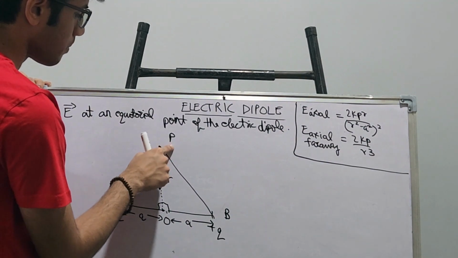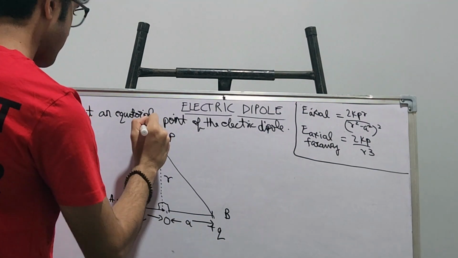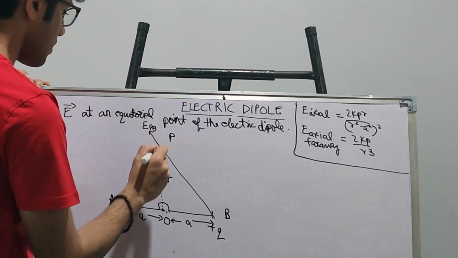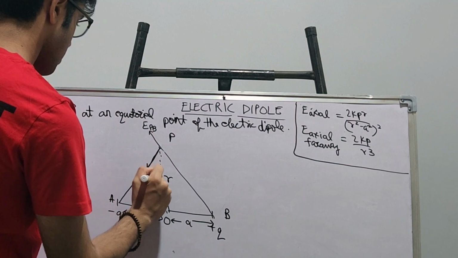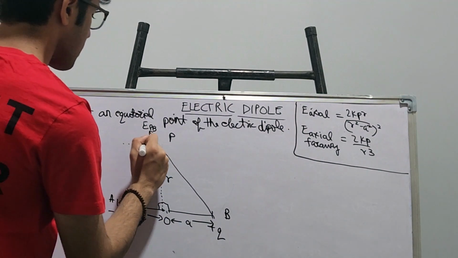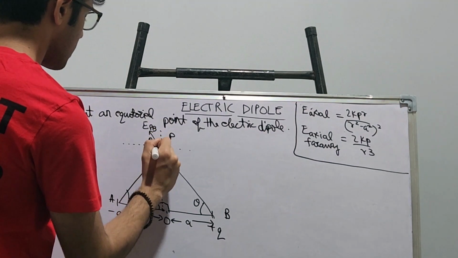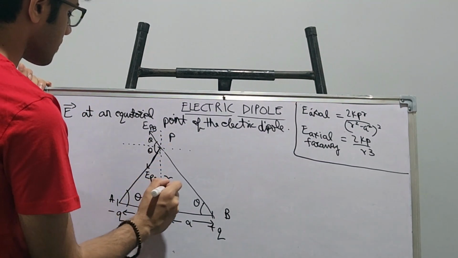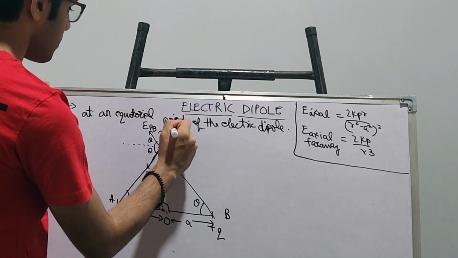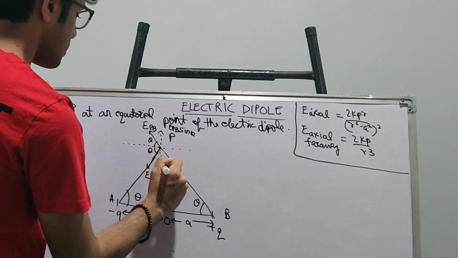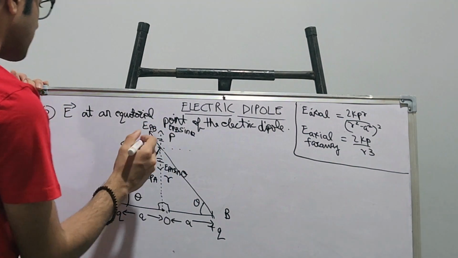So electric field on P due to B would be in this direction. And electric field on P due to A, minus Q, would be in this direction. This is theta, so this is theta, that means this is also theta and this is also theta. So we will see that the sine components are the vertical components, they are getting cancelled. This is EPB sine theta and this is EPA sine theta.